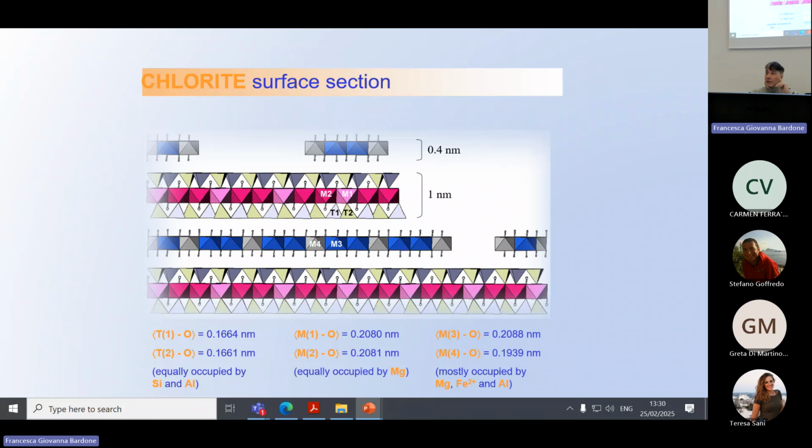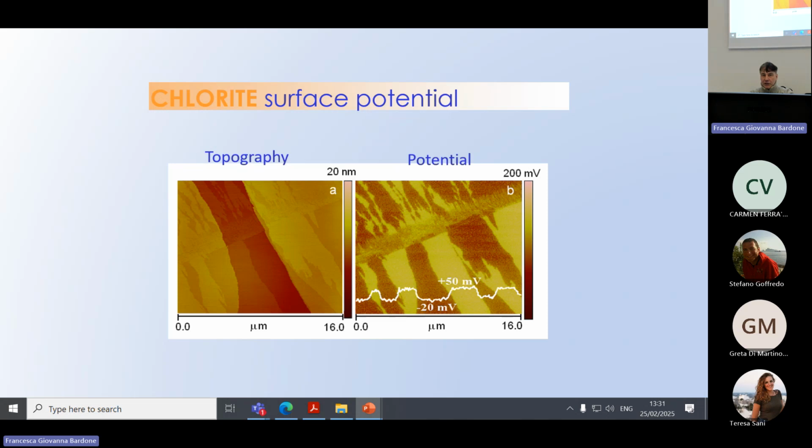There are minerals that after cleavage can present positive or negative zones at the surface. These regions are confined to a few nanometers. So in classical cleavage of the chlorite, this mineral called chlorite, you can have simultaneously at the surface both positive and negative parts. This is a topography of chlorite, and with the system you can measure the potential, and this is the distribution of the electrostatic potential after cleavage of your chlorite.